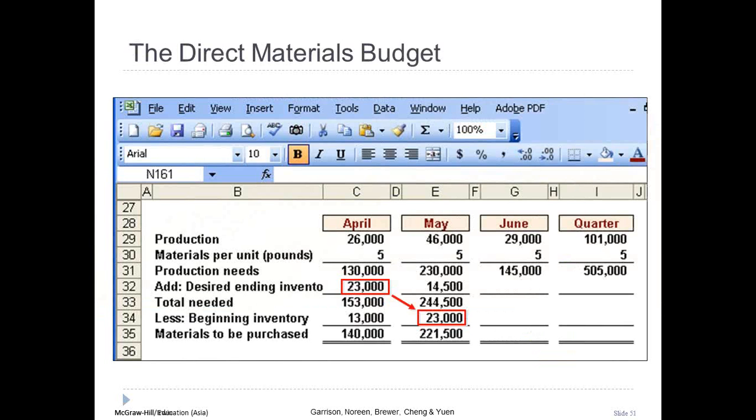Notice that April's desired inventory becomes May's beginning inventory. So May's desired ending inventory is 10% of June's production needs of 145,000 pounds.